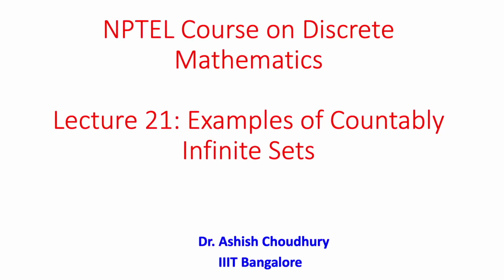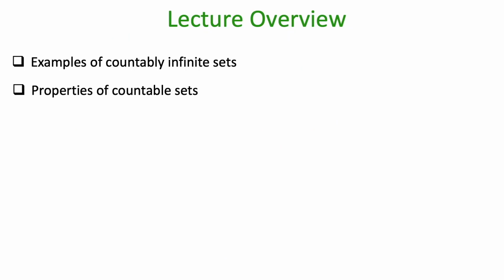Hello everyone, welcome to this lecture on examples of countably infinite sets. Just to recap, in the last lecture we introduced the notion of countable and uncountable sets. Countable sets are those sets whose cardinality is either finite or whose cardinality is the same as the set of positive integers. Okay.